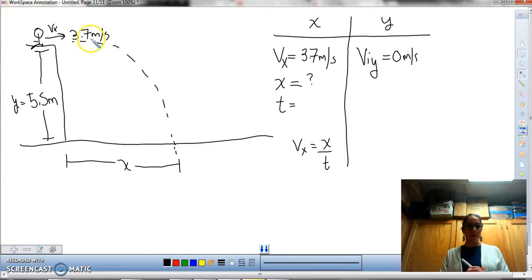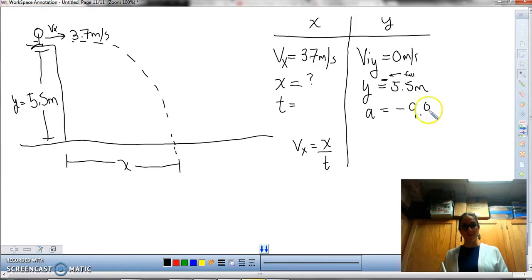Okay, let's look at the y. We have y height as 5.5 meters right now. The object's going to be falling, so I could throw in a negative sign to represent the fall, the downwardness. Acceleration is given in the problem. It's under free fall, so I will use negative 9.81 right here. Right now, that's all of the information that I have.